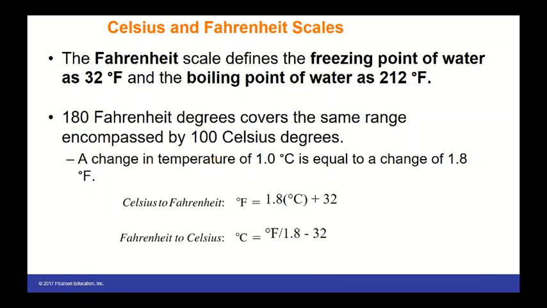To calculate the difference between Celsius and Fahrenheit, we use a different type of calculation. Because there are 180 Fahrenheit degrees that cover the same 100 Celsius degrees, looking at the freezing point and boiling point of water, we use this calculation to help us convert between the two. Let's do a few calculations.